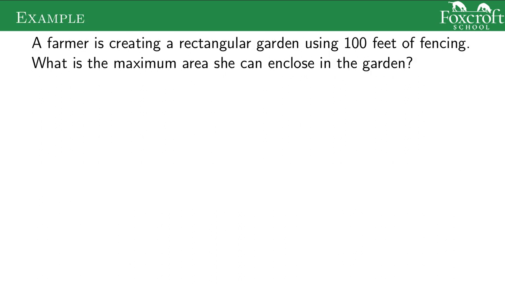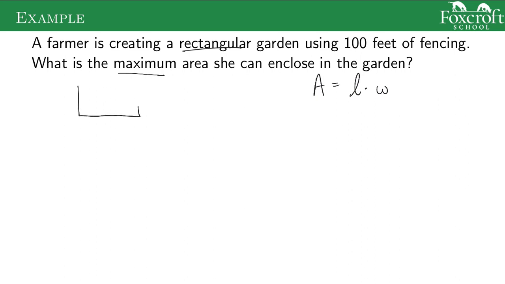So let's look at this one. A farmer is creating a rectangular garden using 100 feet of fencing. What is the maximum area she can enclose? Well, we want to maximize area. The area of a rectangle is length times width. But when we're doing these problems, we want to work with a single variable, and right now there are two variables, length and width. So we need to figure out a way to relate these so we only have one variable.